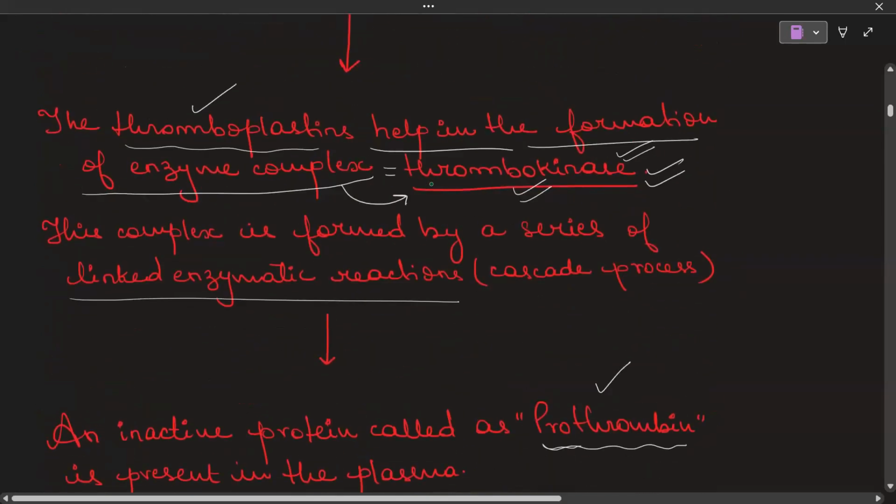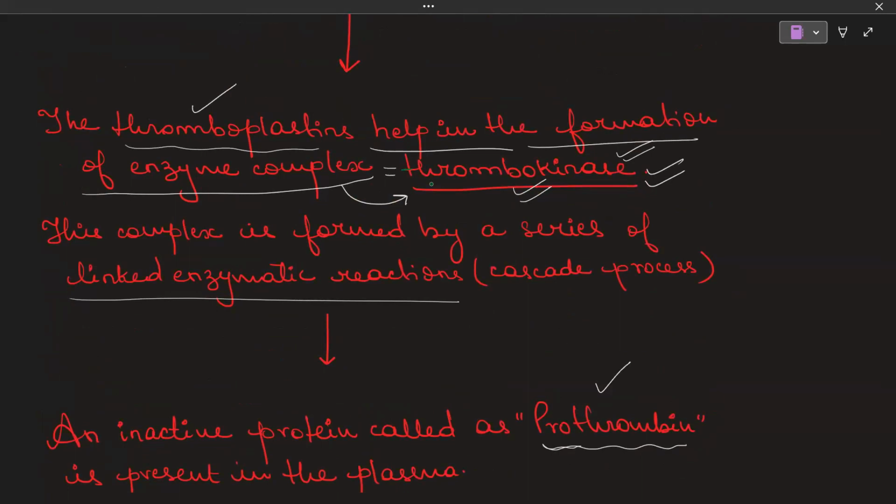Now, these thromboplastins in turn come together to form an enzyme complex that is thrombokinase. With the help of thromboplastin, thrombokinase is made. Now, the formation of thrombokinase happens by a series of linked enzymatic reactions. Meaning, this whole process of the formation of thrombokinase is linked and regulated by enzymes, and it is a cascade process. Cascade, do you understand what is the meaning of cascade? No.